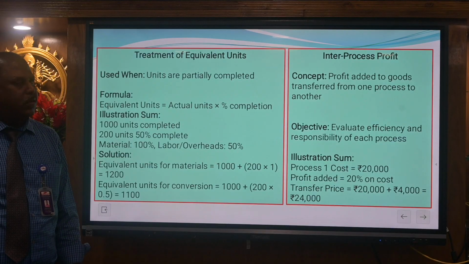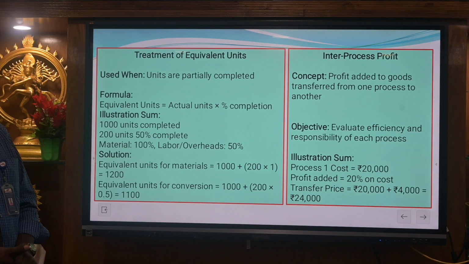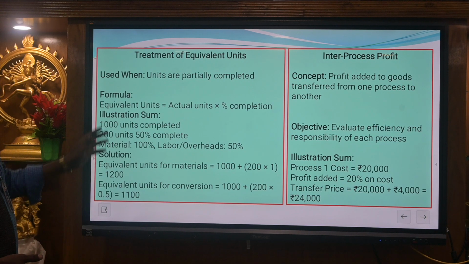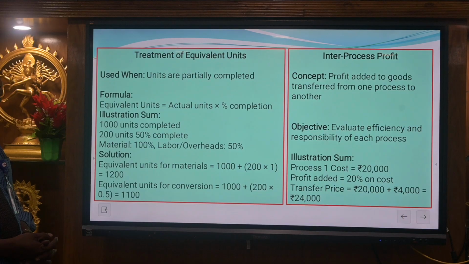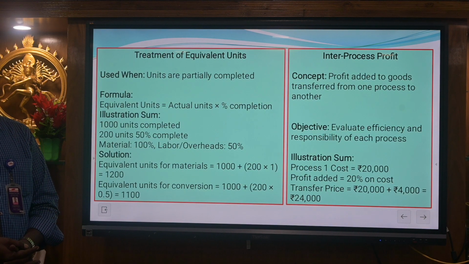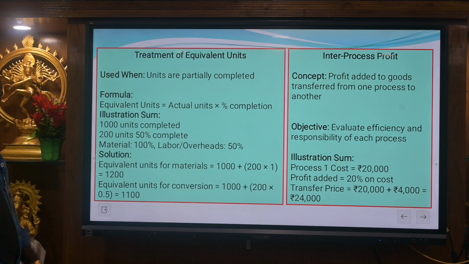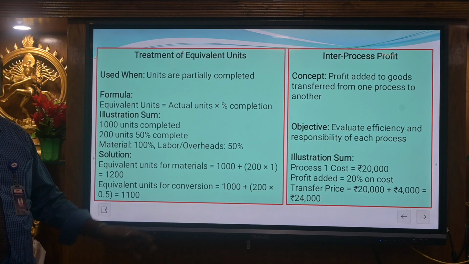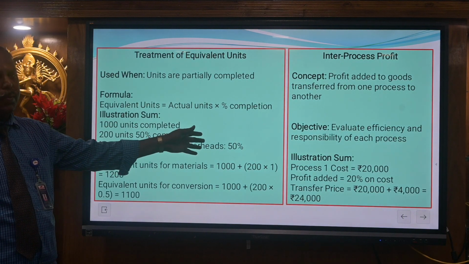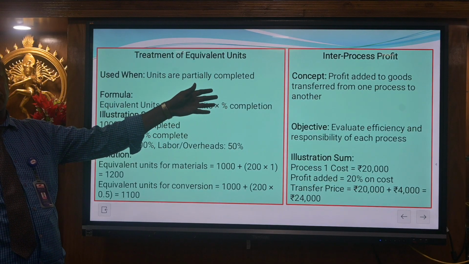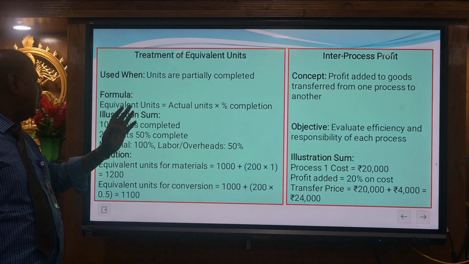Then another part is the treatment of equivalent units in costing. When equivalent units are used, that means units are partially completed. Suppose the company is manufacturing some product, some part of the work is completed and the remaining is incomplete, that is work in progress. Here we have a formula: equivalent units equal actual units into percentage of completion, that means how much of the work they have completed. We can find the equivalent units.